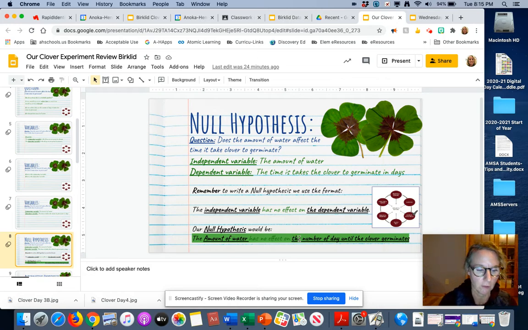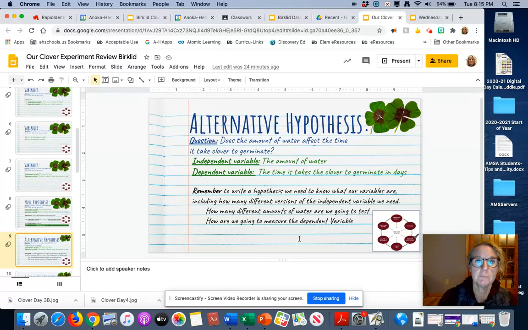The reason we need a null hypothesis, if you remember, is so that we can say we understand that there may be no connection between those two things. There may not be any reason to study this. The alternative hypothesis then is to say these are the other possible things that can happen in our experiment, and we have to determine how many. Remember that to write a hypothesis, we need to know what our variables are, and then we need to know how many different versions of that independent variable we're going to have.